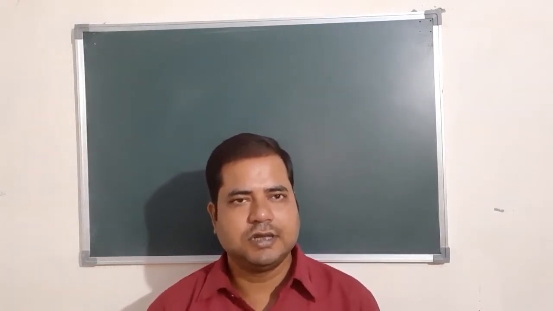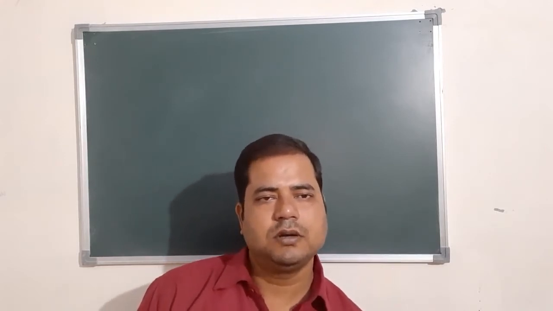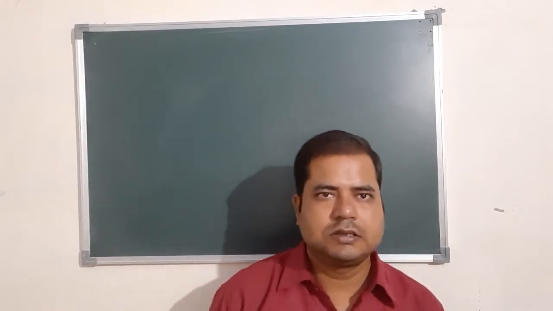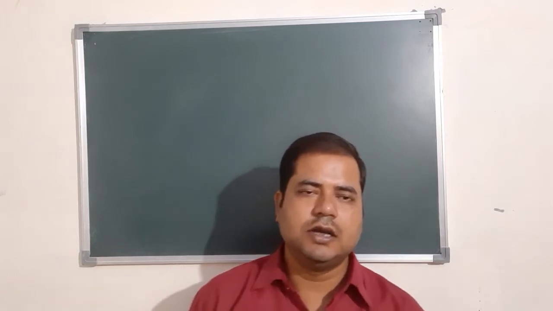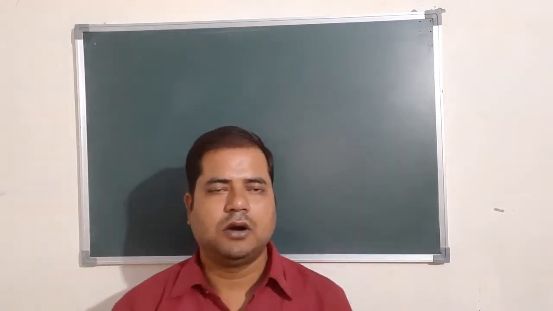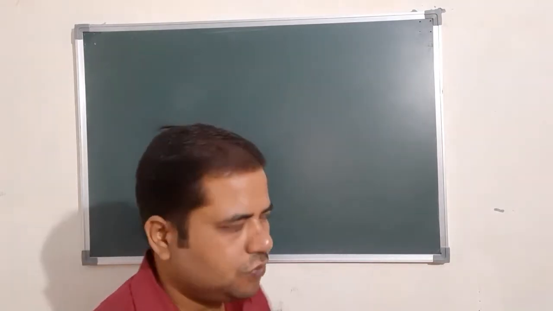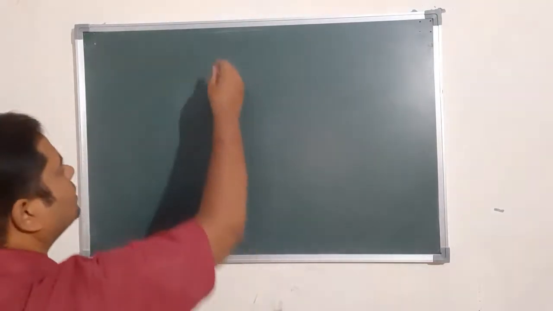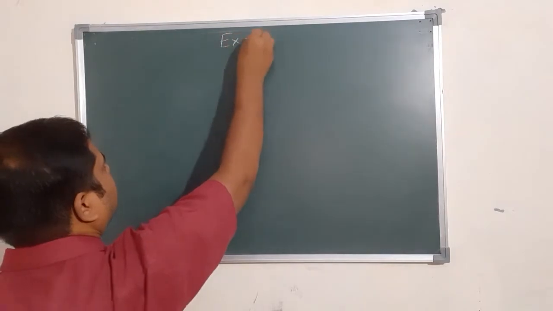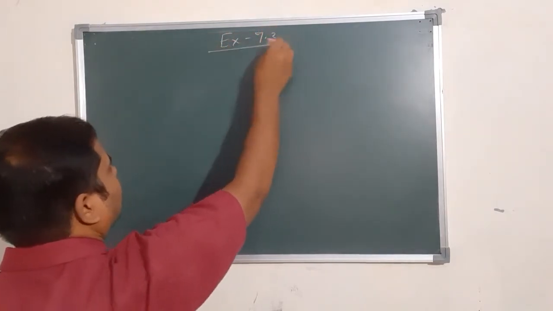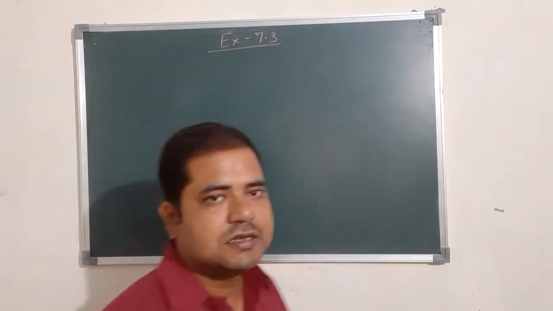This is class 10, lecture number 6. Chapter is coordinate geometry and our topic is exercise 7.3. So we are just starting exercise 7.3 from NCERT. We had already discussed the area of triangle.